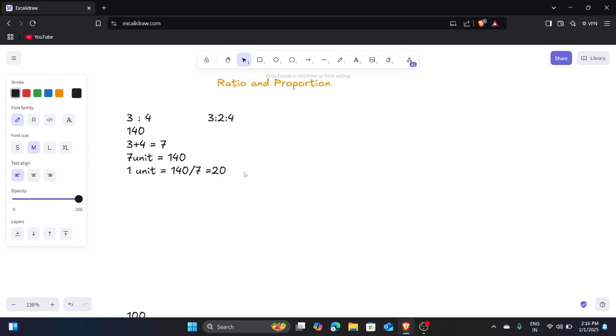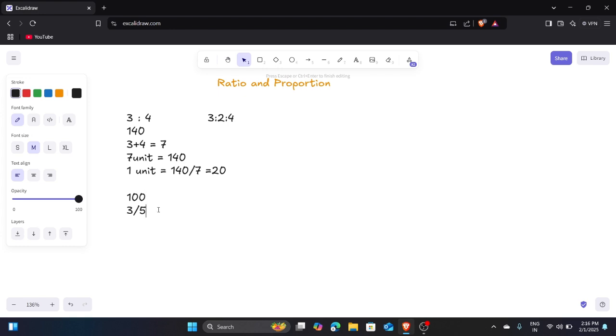Okay, what could be the other thing that can happen? Suppose they tell you that a person got 3 by 5 of the total number in an exam. What does it mean? Suppose the exam's total number is 100, an exam of 100 marks, and you got 3 by 5 of its number.